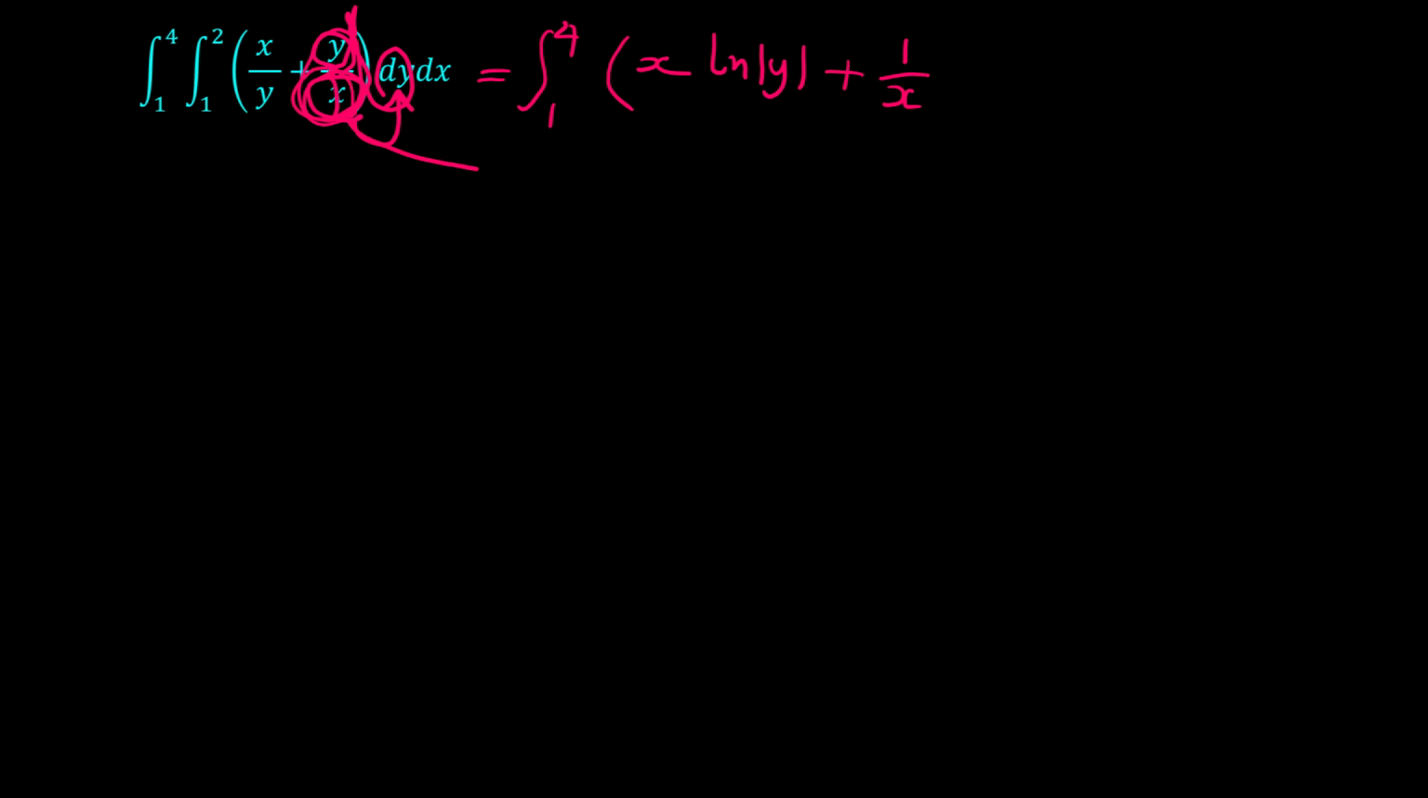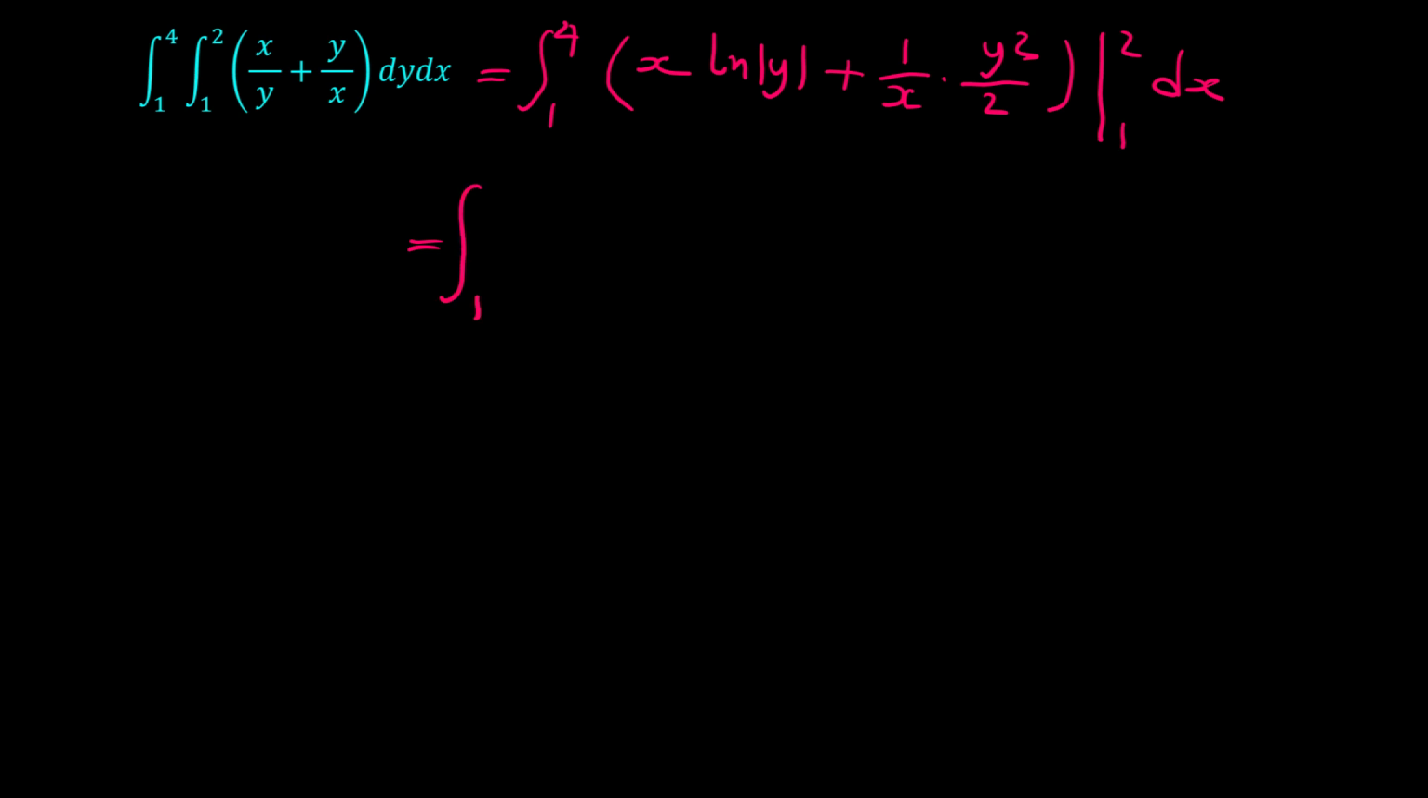Attention, we have x in the denominator and we write it in the form of 1 over x times y to the power of 2 over 2. With the power rule, the integral of y is y squared over 2, and all of this is from 1 to 2 dx. Now we have to plug in 2 for y, 1 for y, and we have to subtract these two from each other. Then we have integral from 1 to 4.